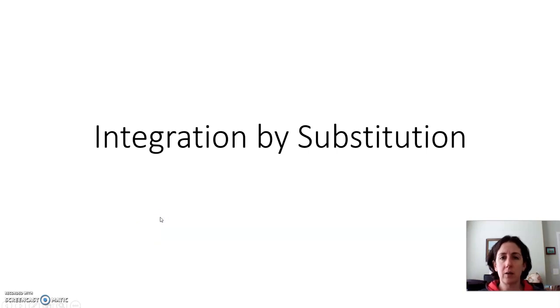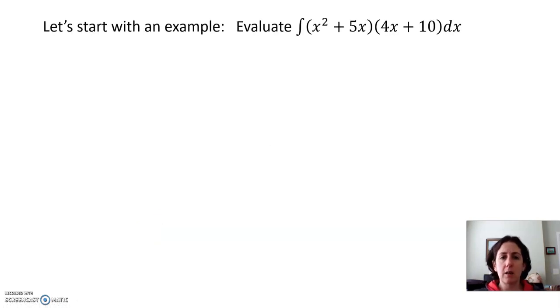Today we're going to talk about integration by substitution. Let's take a look at this example. What if we wanted to evaluate this integral, x squared plus 5x quantity times 4x plus 10 quantity with respect to x? So we don't have any sort of a product rule that we've discussed so far.